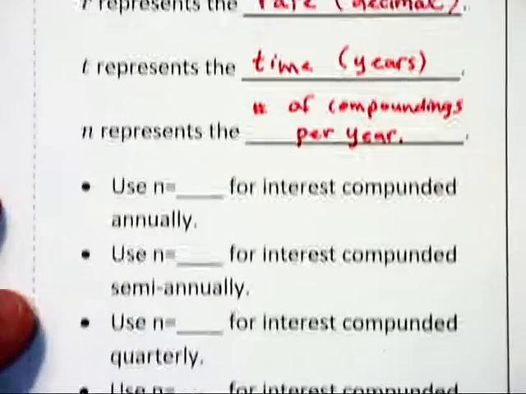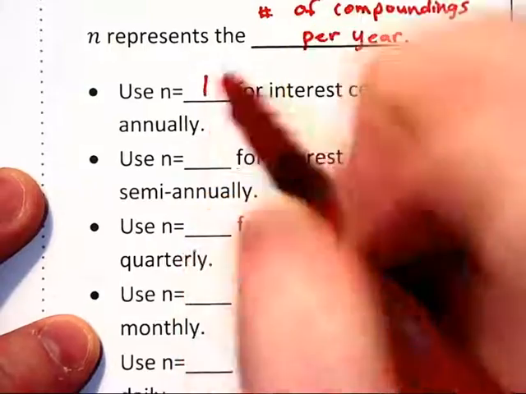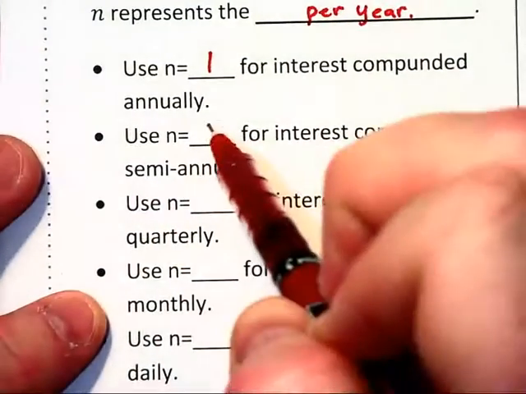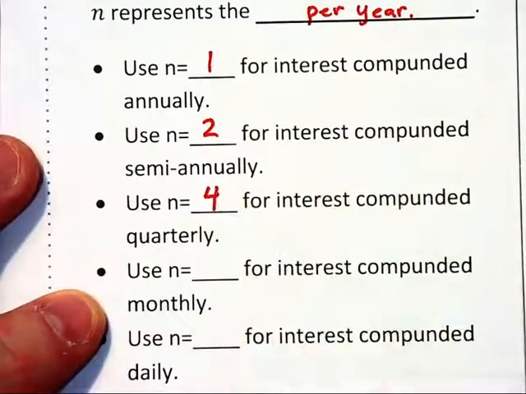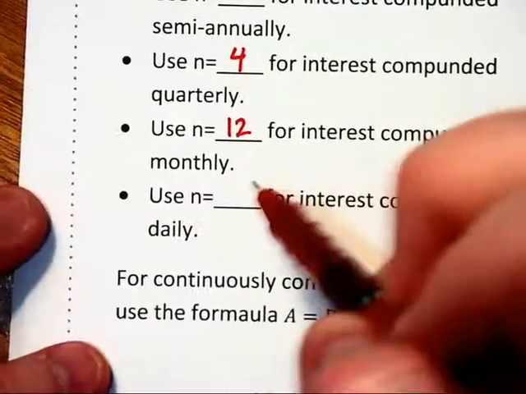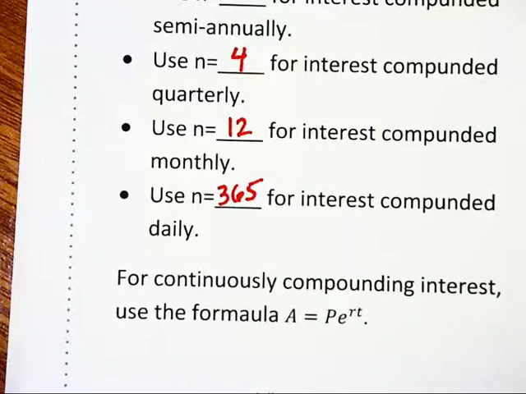Okay, what about this value of N? If it's compounded annually, N is equal to 1. If it's compounded semi-annually, twice per year, N is equal to 2. We use N equals 4 for quarterly, 12 for monthly, and for daily we use 365. Even though there's 365 and a quarter days, if you take the leap year into account, we use 365.